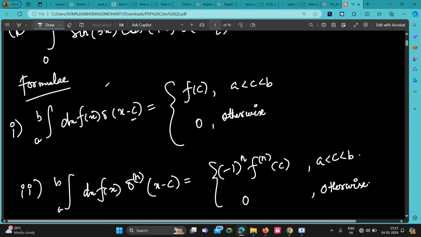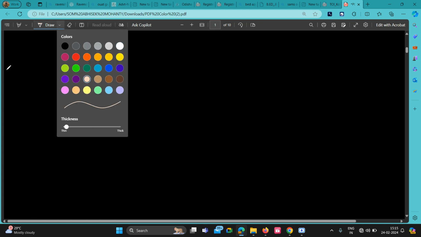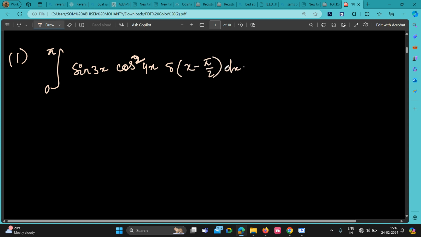So let's first try this question. The first question is integral from 0 to pi of sine 3x cos square 4x delta(x minus pi by 2). Okay, please try this question. I'm giving you 2 minutes.